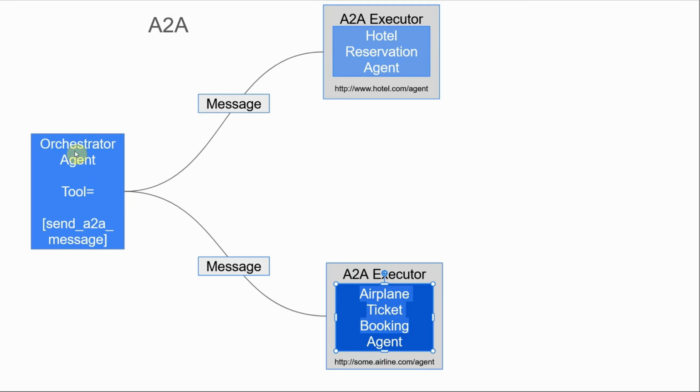In order to be able to use hotel agent and airplane ticket agent using A2A protocol, we'll have to wrap those agents into A2A executor, and we will run our agents behind a particular endpoint. And these endpoints are HTTP endpoints. So basically what A2A protocol is doing, it is taking the agent and wraps it with A2A executor and deploys this agent as a web server. So now we can talk to this agent using HTTP requests.